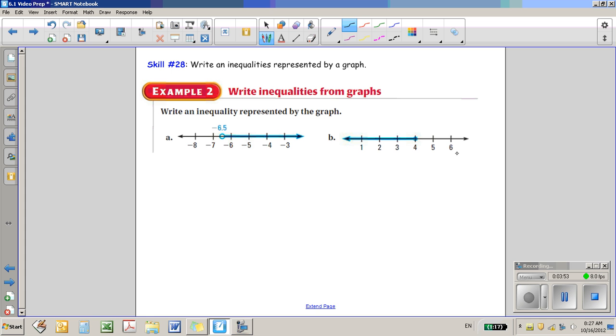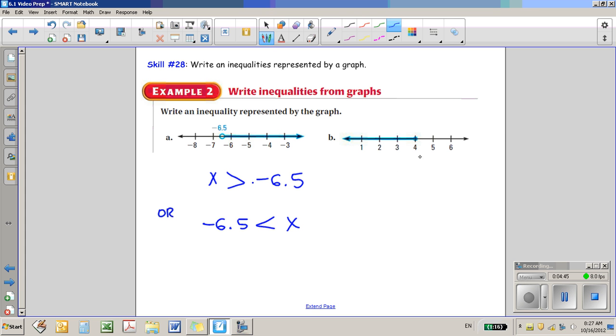Okay, so in skill number 28, we're going to learn how to write inequalities represented by a graph. So you'll be given a graph and you have to write your own inequality. First we're going to start with A. I'm going to use x for a variable. It doesn't really matter, you can use any variable. So this shows me that all the numbers that are greater than negative 6.5 are part of my solution. So x will have to be greater than negative 6.5, or another way to write this is that negative 6.5 is less than x. Either one of these is correct. Just make sure that negative 6.5 is the smaller quantity.